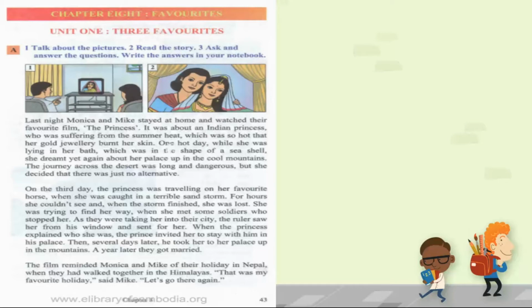For hours, she couldn't see, and when the storm finished, she was lost. She was trying to find her way when she met some soldiers who stopped her. As they were taking her into their city, the ruler saw her from his window and sent for her. When the princess explained who she was, the prince invited her to stay with him in his palace. Then several days later, he took her to her place up in the mountains. A year later, they got married.